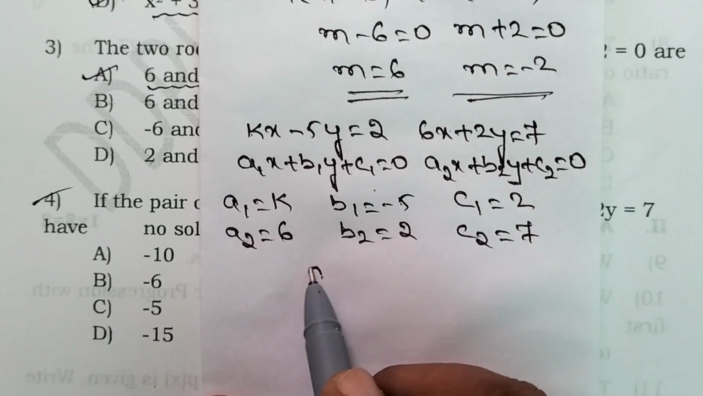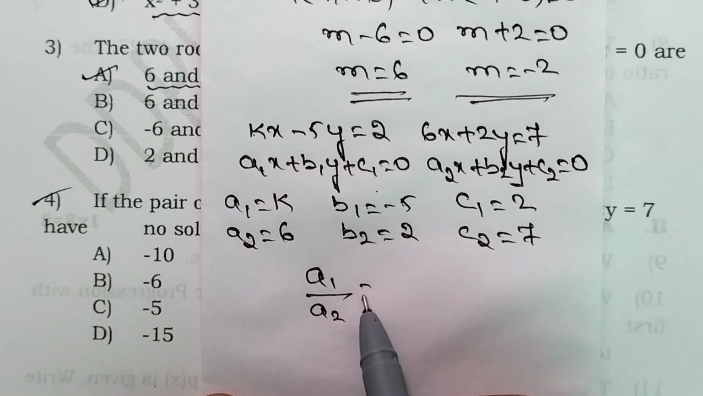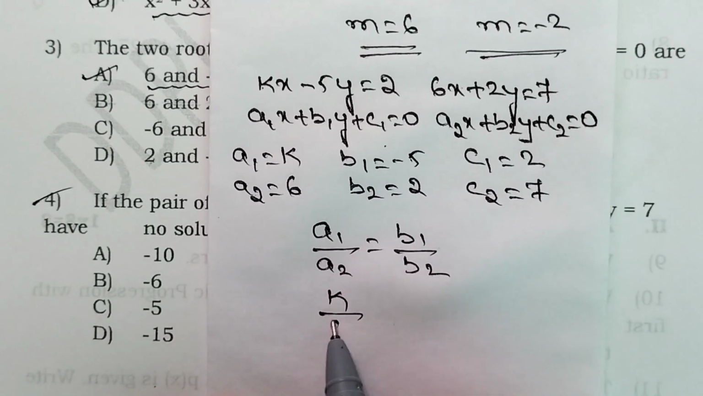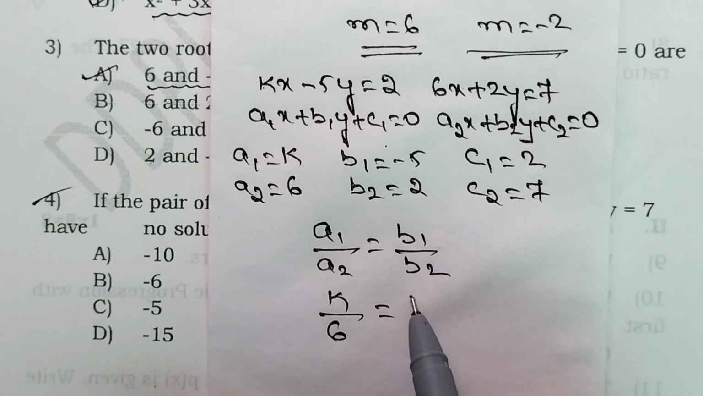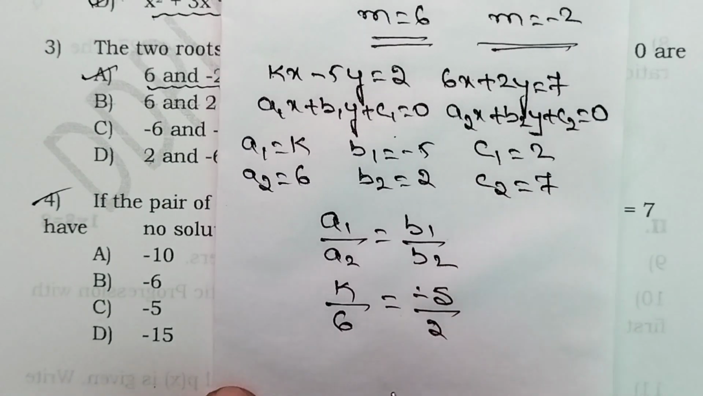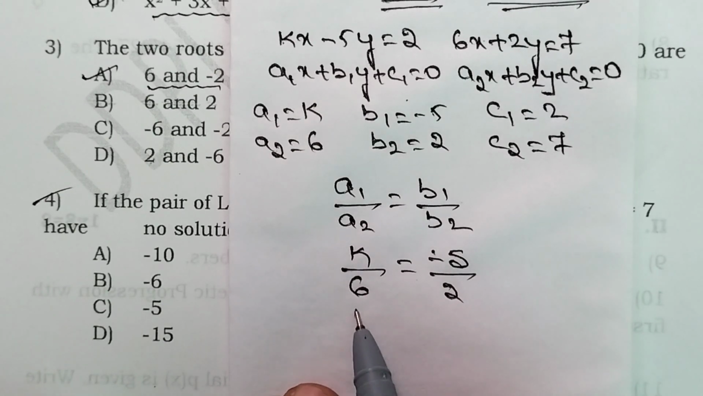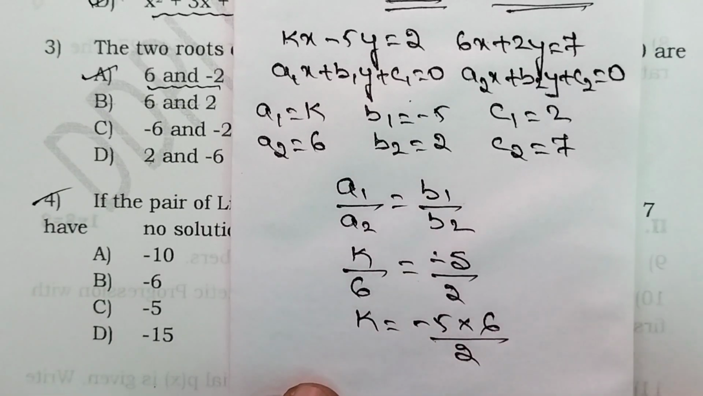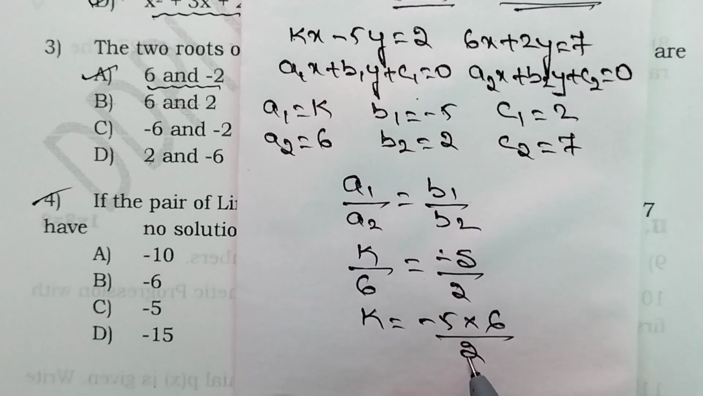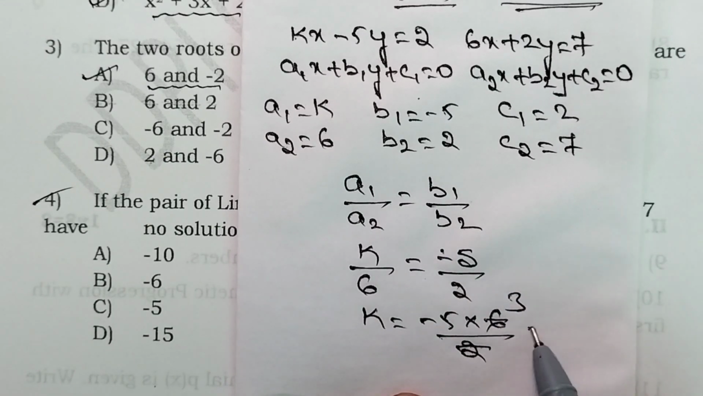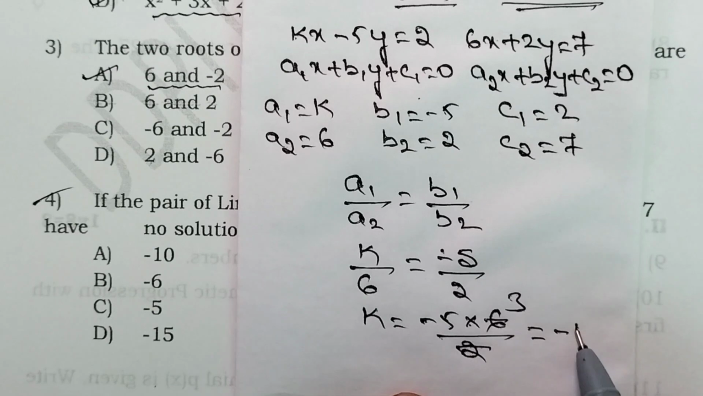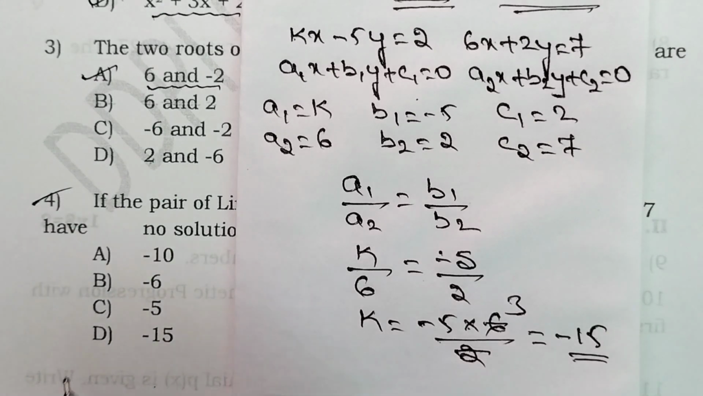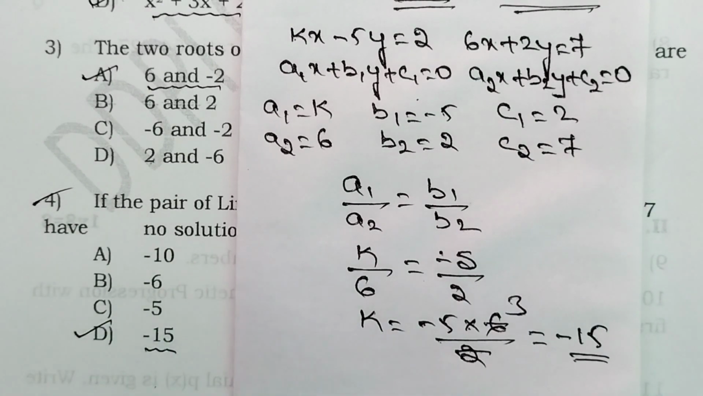If the two lines are parallel, then what is the relation? a1 by a2 is equal to b1 by b2. So now a1 is k, a2 is 6, equal to b1, which is minus 5, divided by b2, which is 2. So cross multiply: k is equal to minus 5 into 6 divided by 2. Now if you simplify it, 2 ones are 2, 2 threes are 6. k is equal to minus 5 into 3, which is minus 15. Therefore, the correct answer is k equal to minus 15. Option D is the right answer.